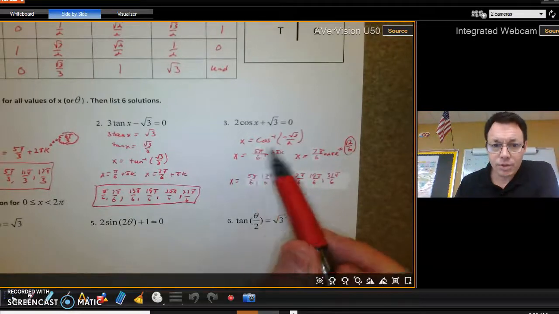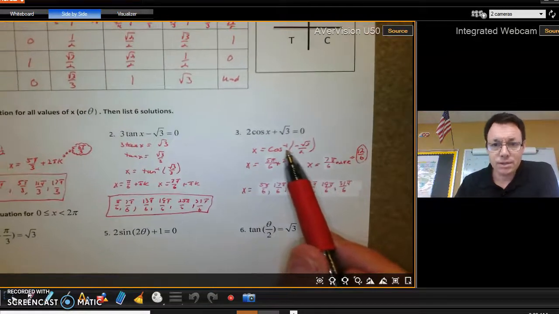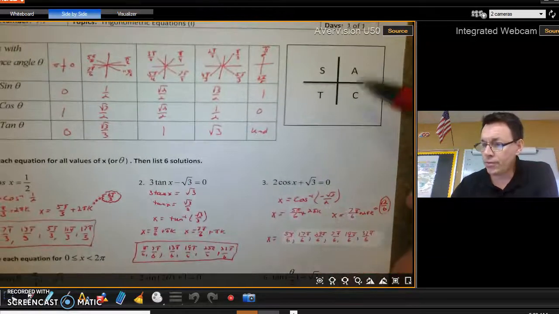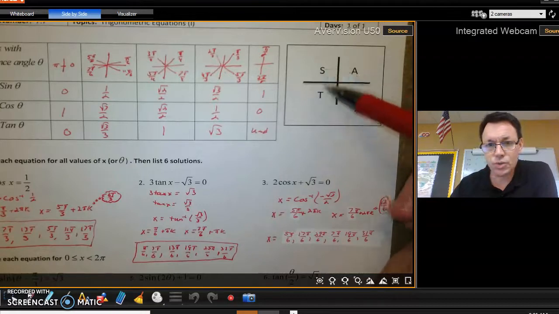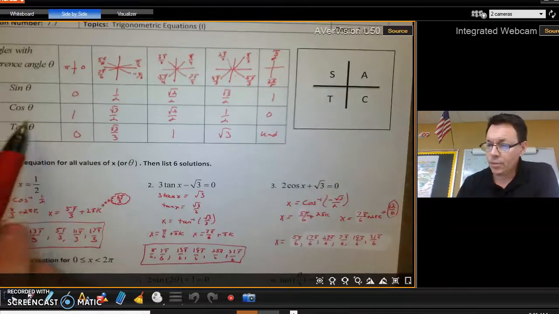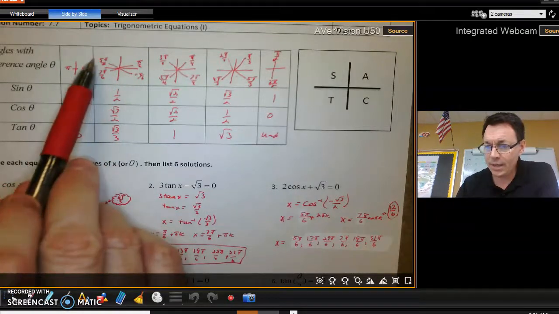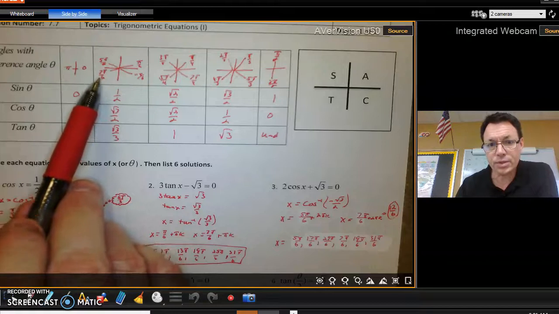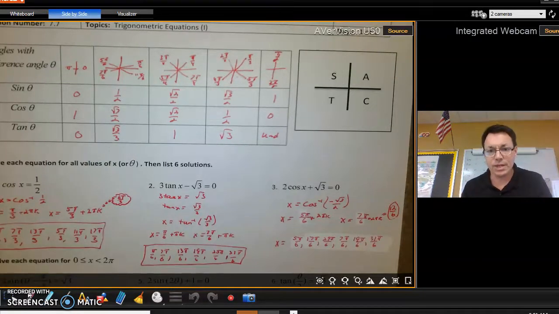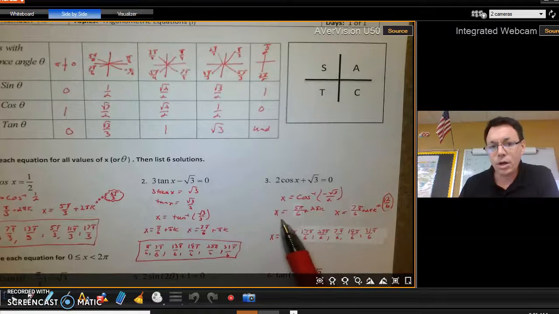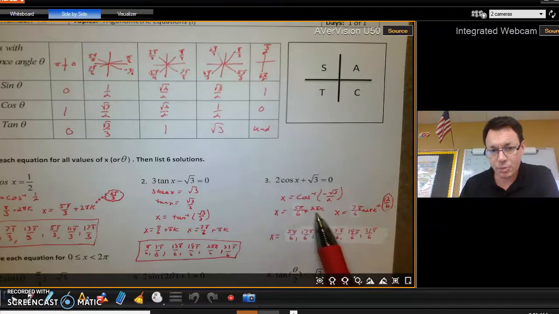So now I want to solve this. I want the angles that have a cosine value of negative radical 3 over 2. So first off, cosine is negative in quadrants 2 and 3. So I'm going to go to my chart, cosine, radical 3 over 2, and then here are my two answers, 5 pi over 6 and 7 pi over 6. Those are the two angles that have a cosine value of negative radical 3 over 2. So here is me writing all solutions: 5 pi over 6 plus 2 pi k, and 7 pi over 6 plus 2 pi k.